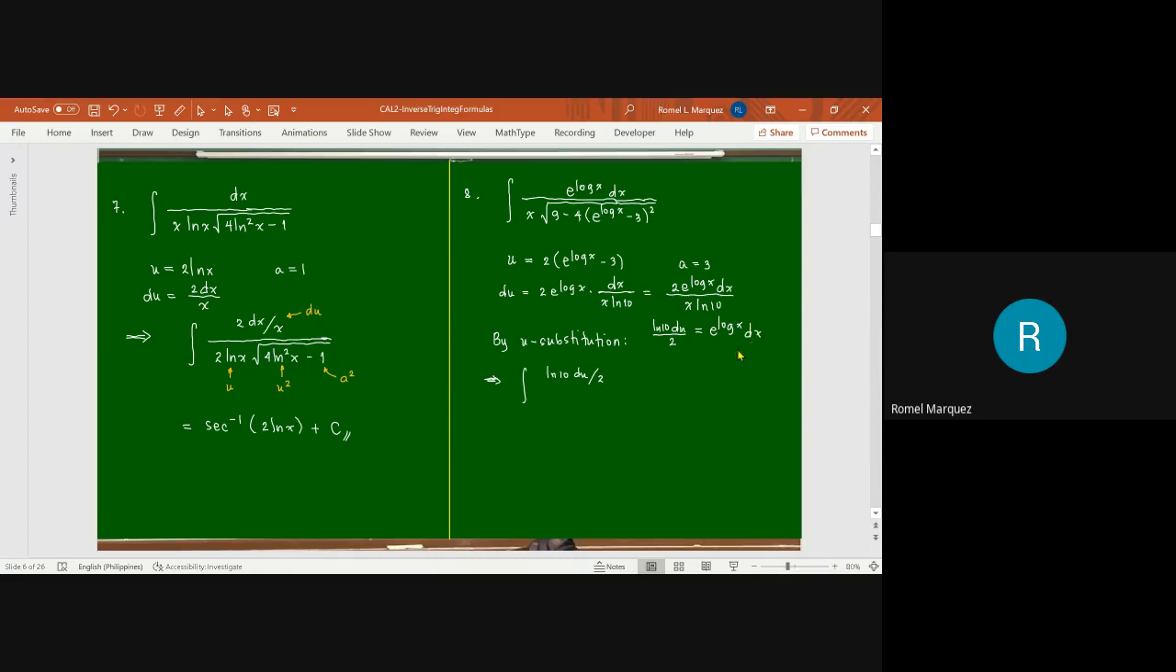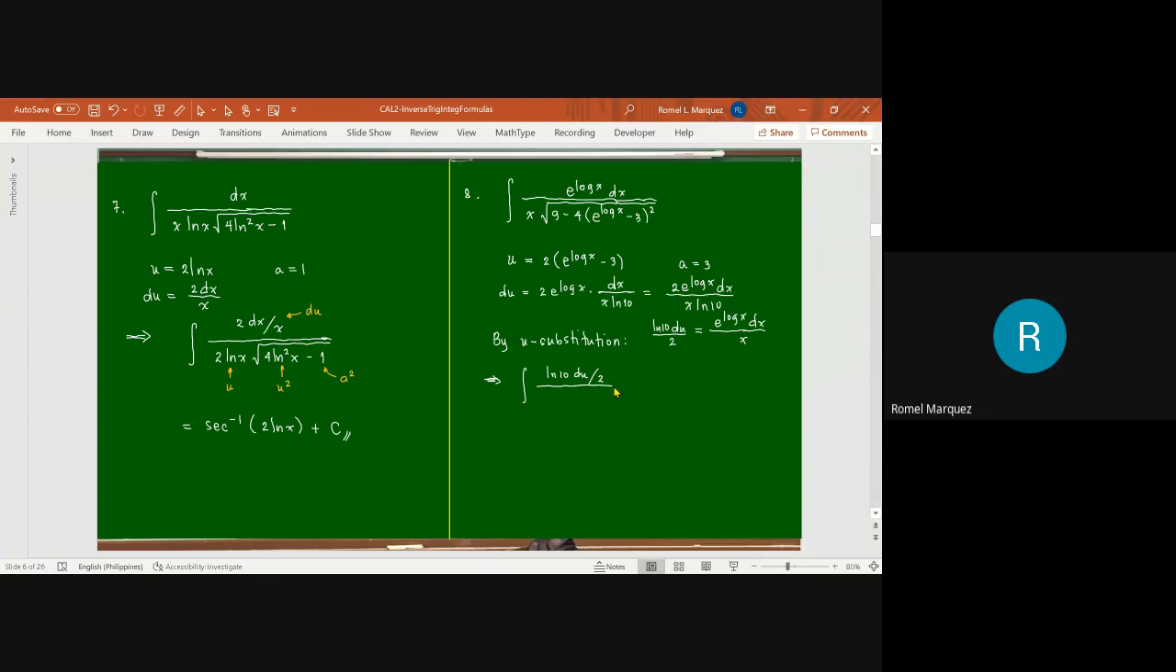Am I right, guys? Okay. Maybe something is still missing there. The x, no? So I'll put it over x. It has an x in the denominator after all. Over x. E to the log of x dx over x. There, this is e to the log x dx over x. Do you see, guys? That is ln 10 du over 2.